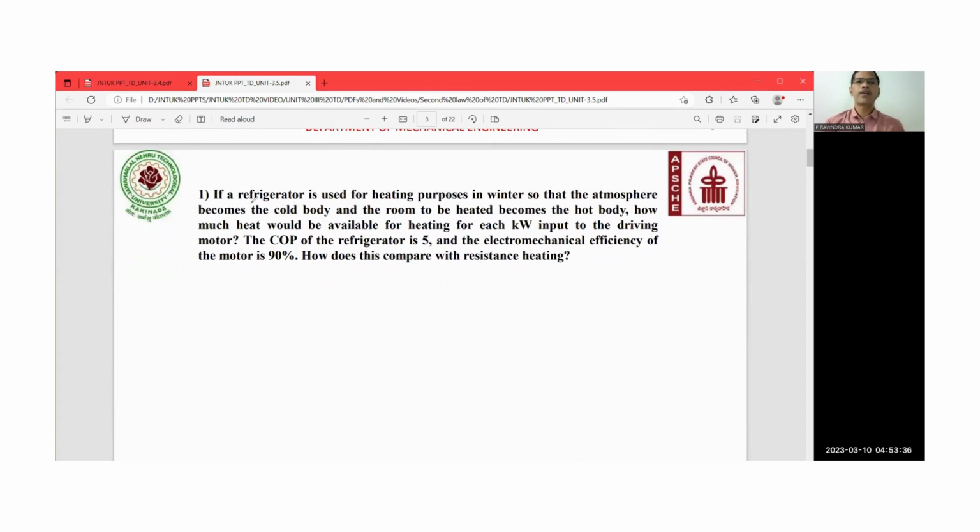If a refrigerator is used for heating purposes in winter, so that the atmosphere becomes the cold body and the room to be heated becomes the hot body, how much heat would be available for heating for each kilowatt? See here, for each kilowatt, that is, W is given for each kilowatt work input, that means 1 kilowatt to the driving motor.